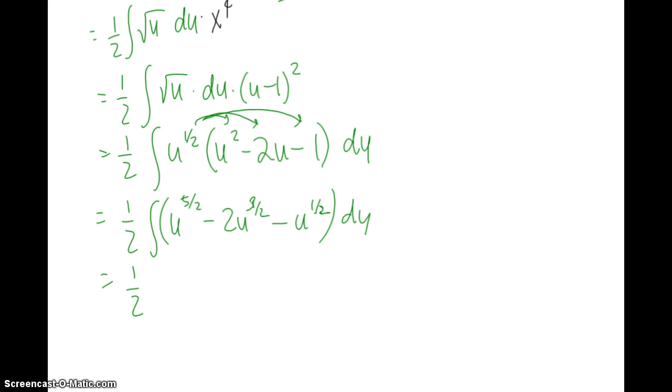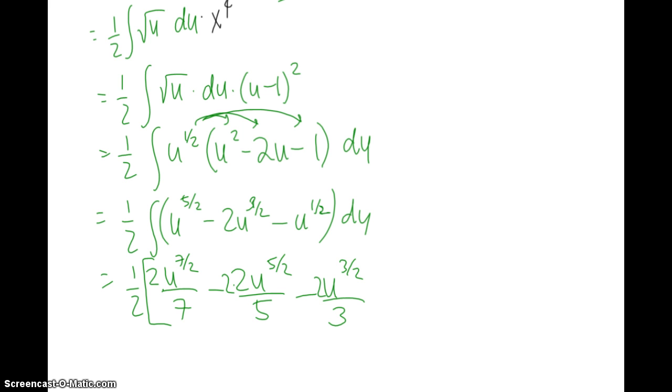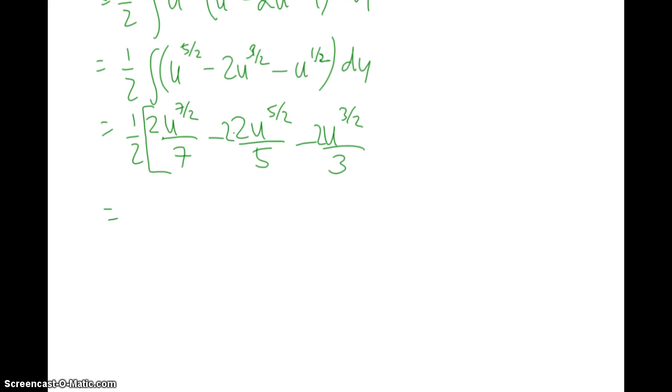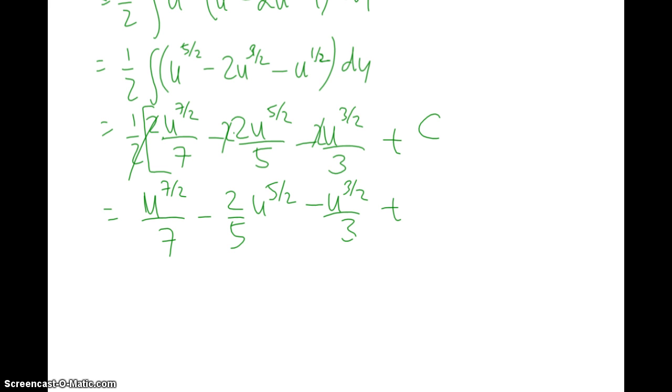It is nothing but a bunch of power functions. U to the, I'm going to add 1, divide by the exponent, minus 2 add 1, divide by the exponent, add 1, divide by the exponent. I'm going to simplify, let's see what I get. So the 1/2, let's cancel all of these 1/2s. So I get u to the 7/2 over 7 minus 2/5 u to the 5/2 plus u to the 3/2 over 3 plus c.